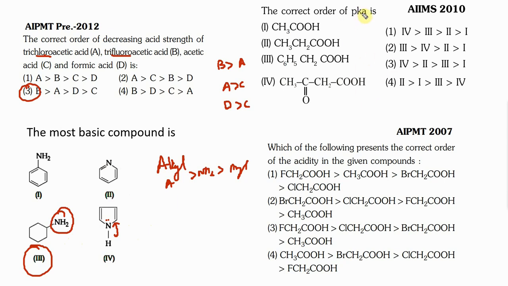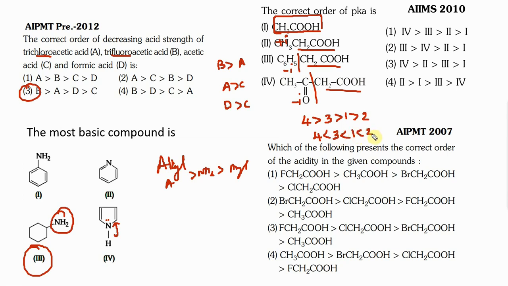Correct order of pKa. They are asking the opposite of acidity. When asked about acidity, all of them are substituents of CH3COOH. All of them are the same except this is plus I. This is the reference. With this, I have put plus I, minus I, minus I. Correct? This is minus I, minus I. Who is stronger? Minus I. This is stronger, minus I. So acidity order is 4 greater than 3 greater than 1 greater than plus I, 2. For pKa order, it is 2 greater than 1 greater than 3 greater than 4.